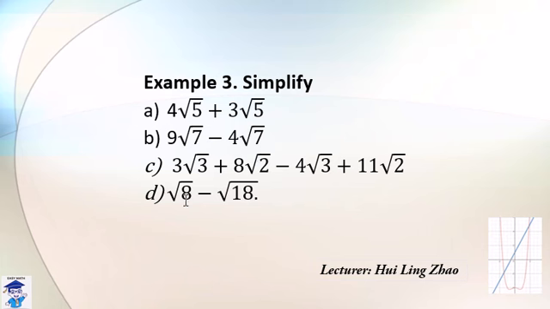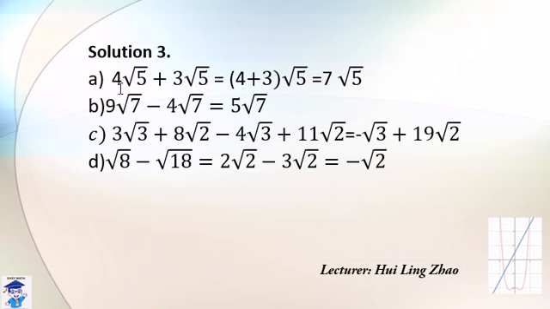Simplify. There are 4 questions. Number A, 4 times the square root of 5 plus 3 times the square root of 5. Number B, 9 times the square root of 7 minus 4 times the square root of 7. Number C, 3 times the square root of 3 plus 8 times the square root of 2 minus 4 times the square root of 3 plus 11 times the square root of 2. Number D, the square root of 8 minus the square root of 18.